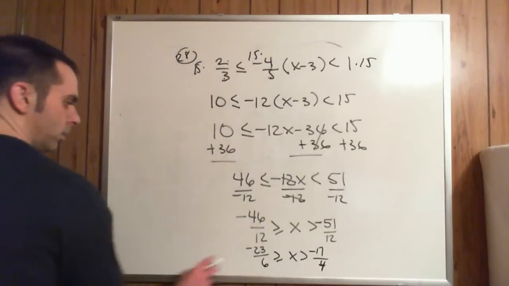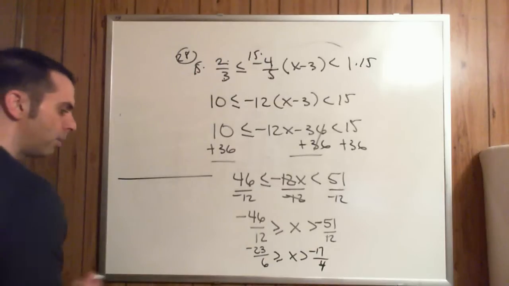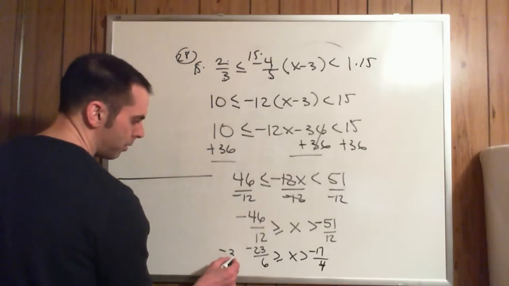So then now, graphing this solution, we have here negative 23 over 6, which is equivalent to negative 3.